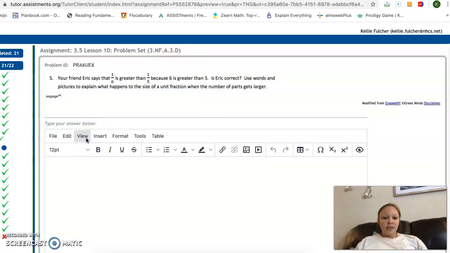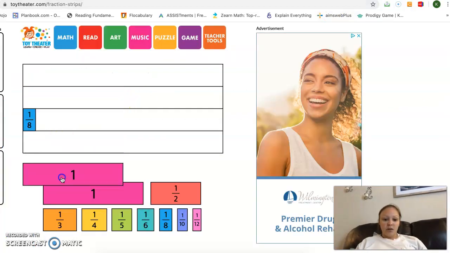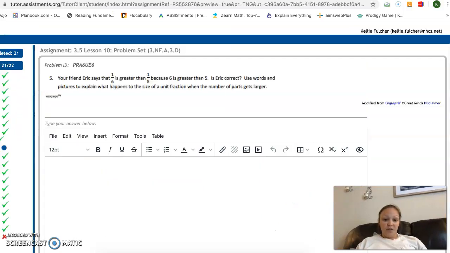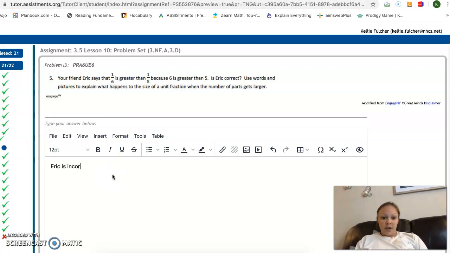All right, your friend Eric says that 1/6 is greater than 1/5 because 6 is greater than 5. Let's look here. 1/6 and 1/5. 1/6 is not greater than 1/5, so we're going to say Eric is incorrect because 1/5 is greater than 1/6. If the bottom number is smaller, the fraction is actually greater.